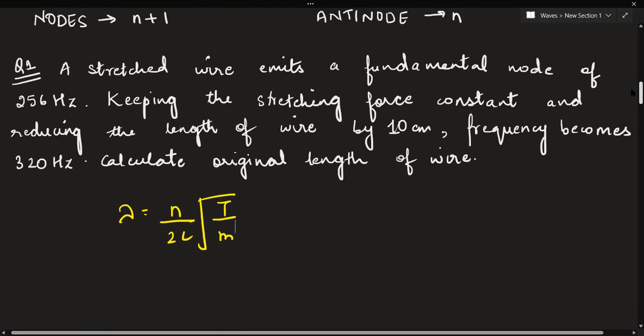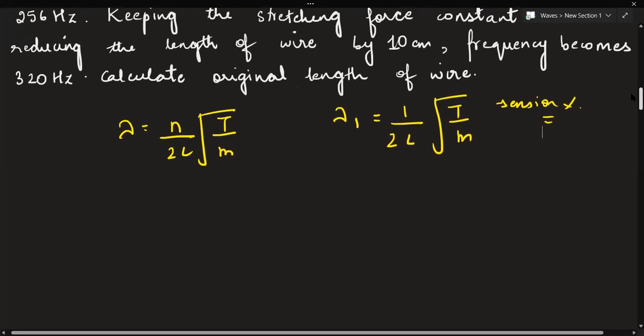All right, so if it says, randomly, fifth overtone, then it means n equals 6. But if it's specifying fundamental, this means n is equal to 1. So the frequency for the first one will be 1 by 2L under root T by M. Now what does it say? It says that the stretching force is remaining constant. What is the force over here? The tension. So it means the tension is not changing. This is constant. Then it says the length of the wire gets reduced by 10 centimeters. Then only the frequency becomes 320 Hertz.